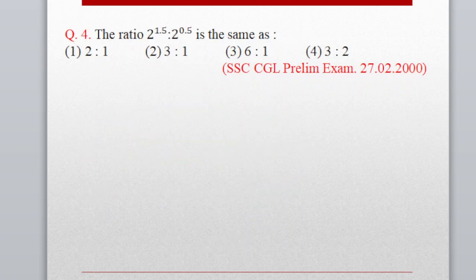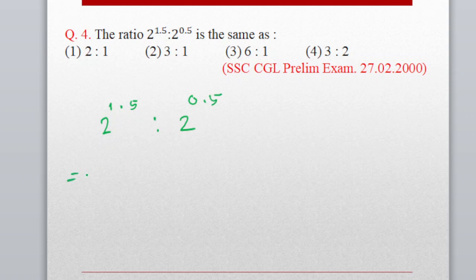That is question number 4. The ratio 2 to the power 1.5 is to 2 to the power 0.5 is same as here. That means it is given that 2 to the power 1.5 is to 2 to the power 0.5.